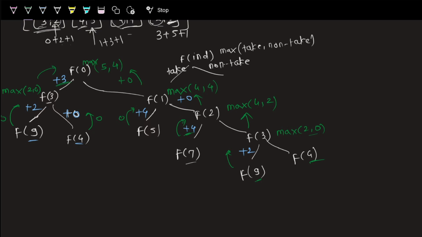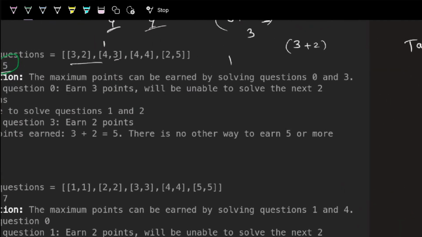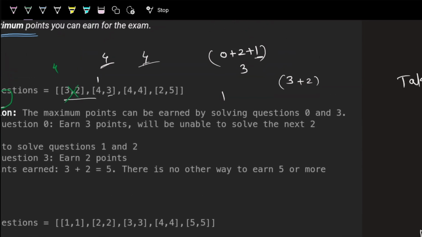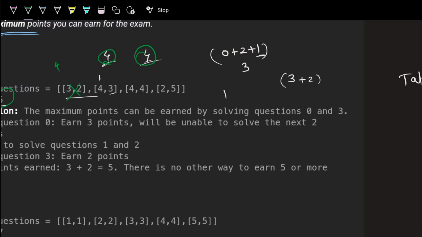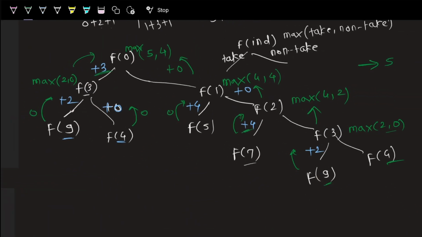So max of 5 comma 4 will ultimately return the 5, and this was the answer for this test case only here, 5, correct? So if you don't solve this, at max I can earn only the 4 points, and this I have already written here, correct? So this was how you can solve this problem using the simple DP pattern, that is take non-take pattern.